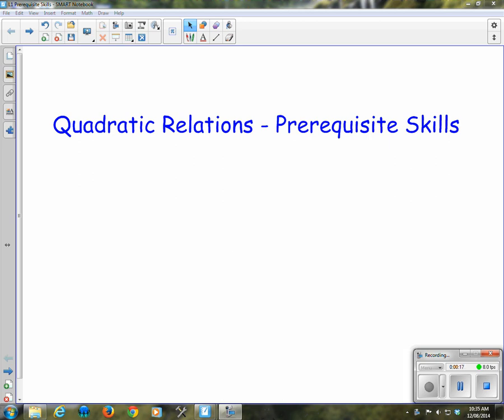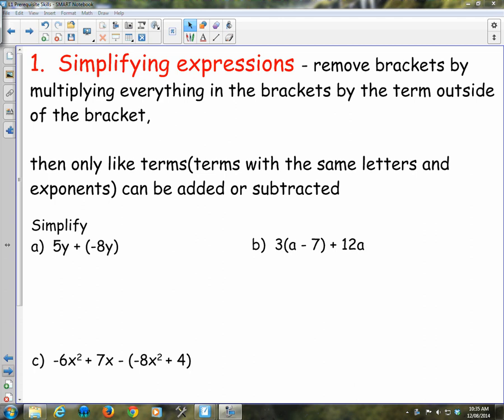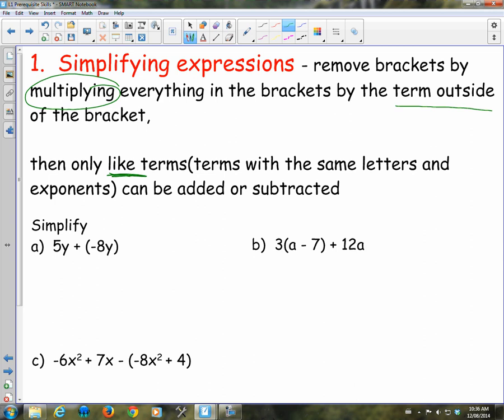Feel free to stop this video at any time and do the questions that are assigned at the bottom of each review part. So first, simplifying fractions, expressions, a little bit of algebra review. So we're going to talk about brackets and multiplying. Whenever you see brackets in an expression, you take off the brackets by multiplying everything in the brackets by the term outside. Then only the like terms, those are the ones with the same letters, get added and subtracted.